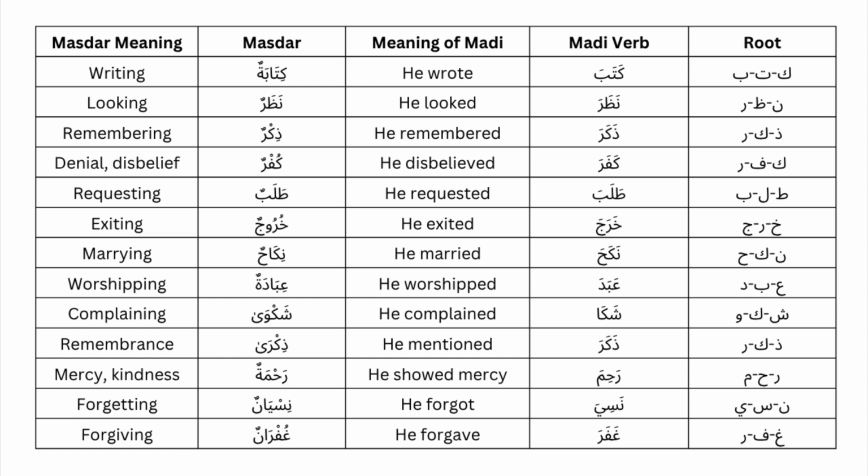Nakaha becomes nikahun, marrying. Abada becomes ibadah, worshipping. Shaka becomes shakwa, complaining. Zakara becomes zikra, remembrance. Rahima becomes rahma, mercy. Nasiya becomes nisyani, forgetting. Ghafara becomes gufranan, forgiving. So even though the forms look different, all of them are doing the same job.